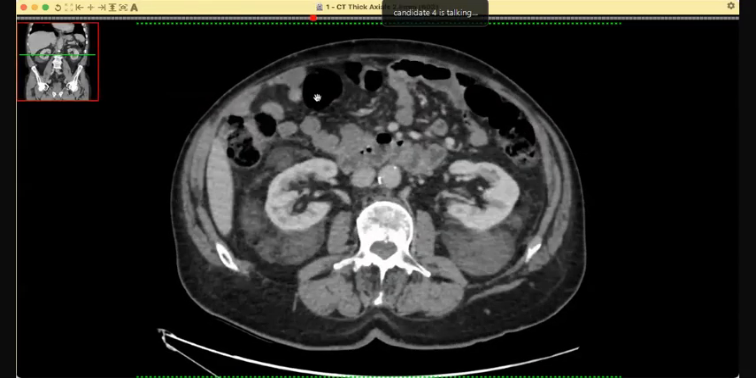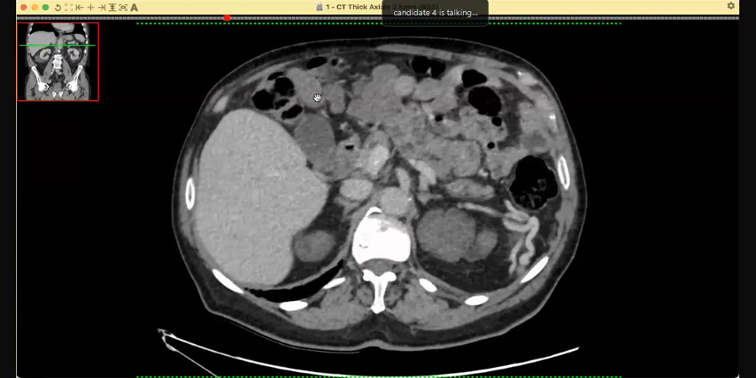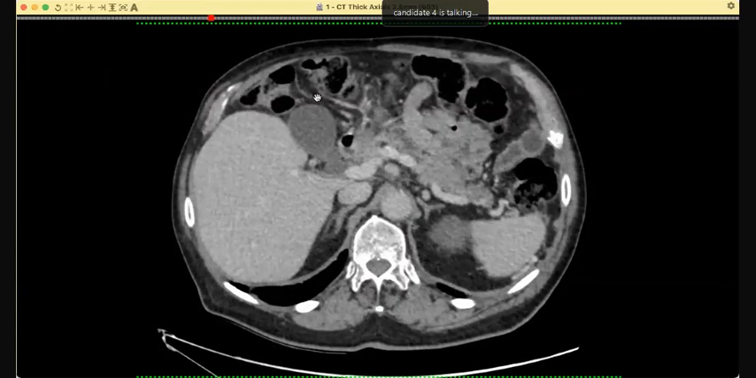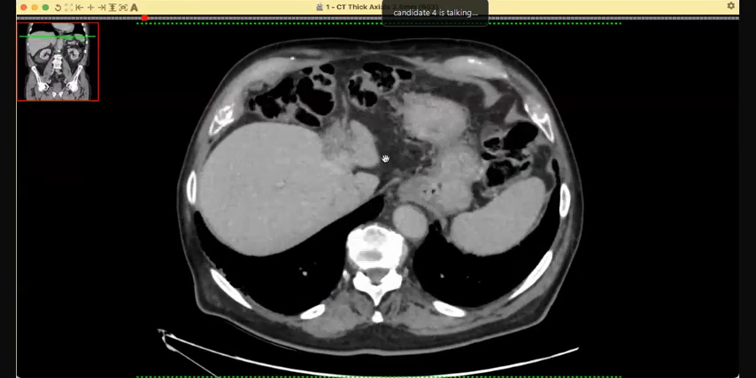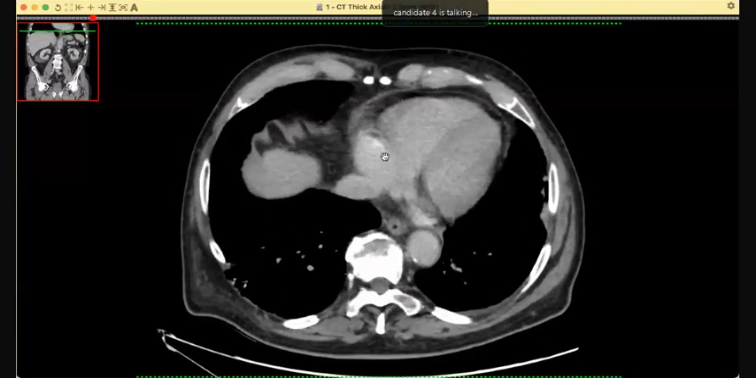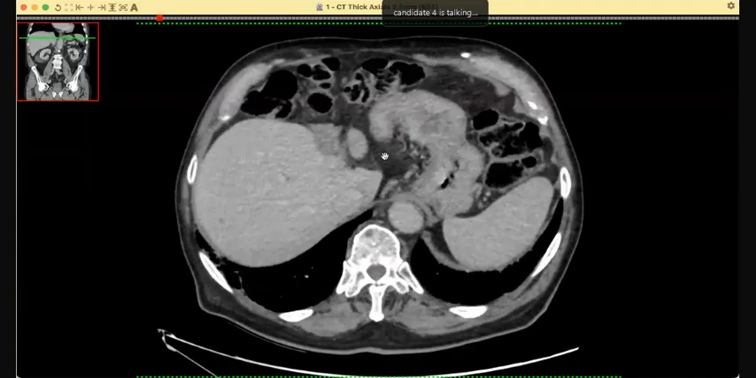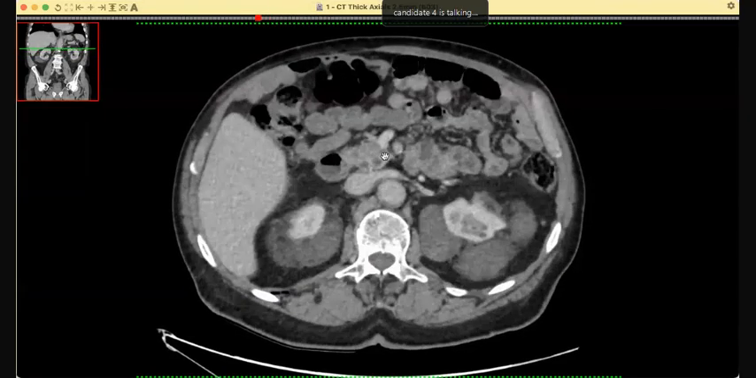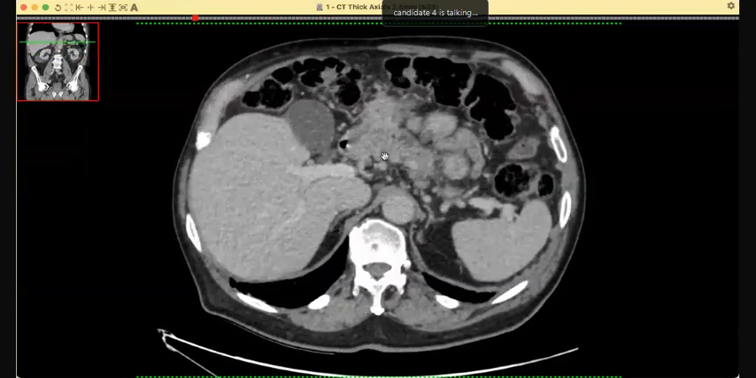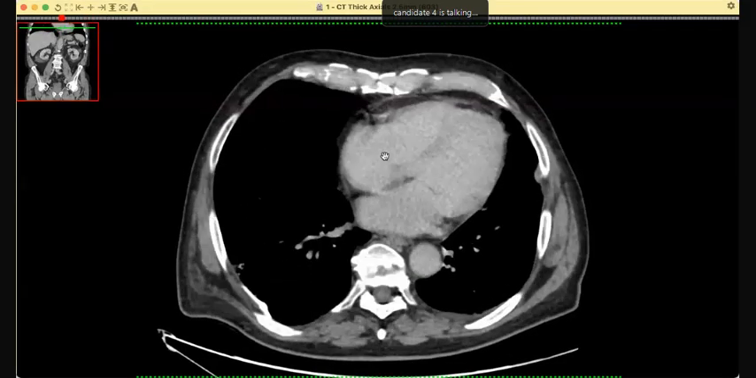I'm trying to look for any other abnormalities. I'm trying to trace the adrenals. Both adrenals appear normal. I don't see any obvious lesions within. I'm trying to look at the major organs. The liver appears fine. Gallbladder appears fine. Spleen appears fine as well. The stomach is collapsed. I don't see any obvious lesion within.